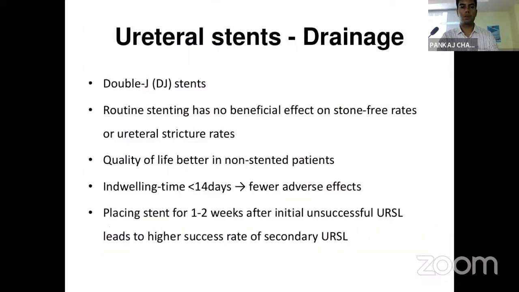Ureteral stents are used for drainage. Double J stents: routine stenting has no beneficial effect on stone-free rate or ureteral stricture rates. Quality of life is better in non-stented patients, with indwelling time less than 14 days and fewer adverse effects. Placing a stent for 1 to 2 weeks after initial successful URSL leads to a higher success rate of secondary URSL.